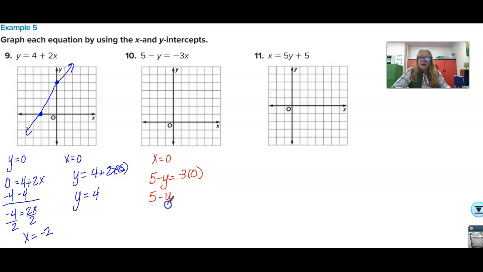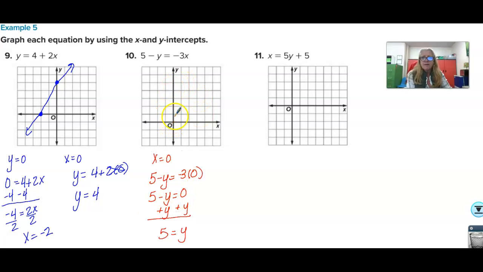5 minus y equals 0. I'm going to move y over here so it'll be positive. I'm going to add y to both sides, and that will give me 5 equals y. I could have subtracted 5 from both sides, but then I would have had to multiply both sides by negative 1 to make them positive, and I would have ended up at the same place.